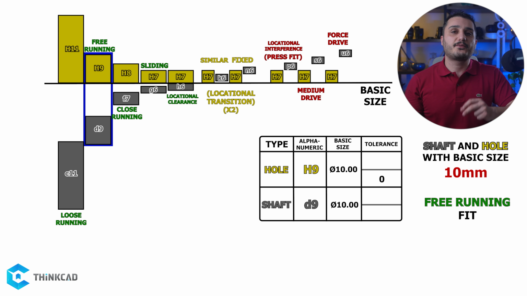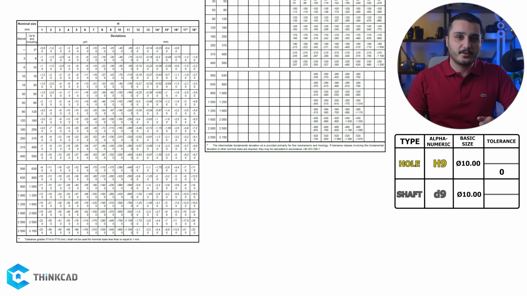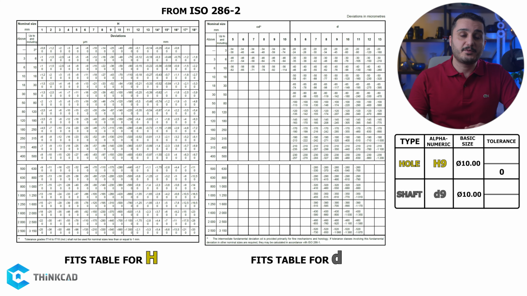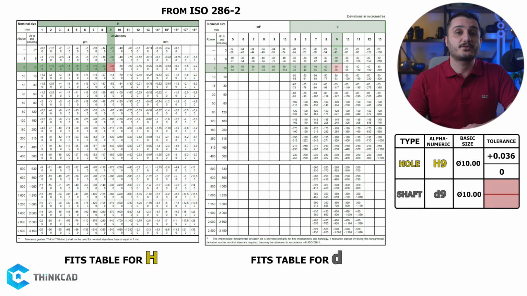Now we should refer to the fit tables from ISO 286 to figure out the tolerances to use. If you look at this table, you see that for free running fit with a size of 10 mm, the hole goes from 10 to 10.036 mm and the shaft goes from 9.924 to 9.96 mm. This is a tolerance of 36 microns for both the hole and the shaft.